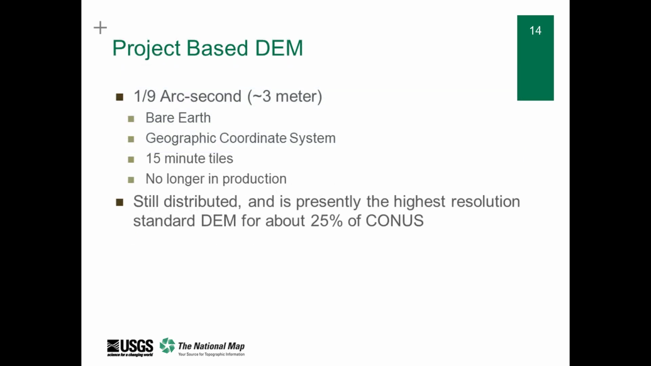The 1/9 arcsecond DEM specifications are listed here. Until 2015, the 1/9 arcsecond DEMs were the highest resolution DEM distributed online by USGS. 1/9 arcsecond is approximately a 3 meter grid cell.